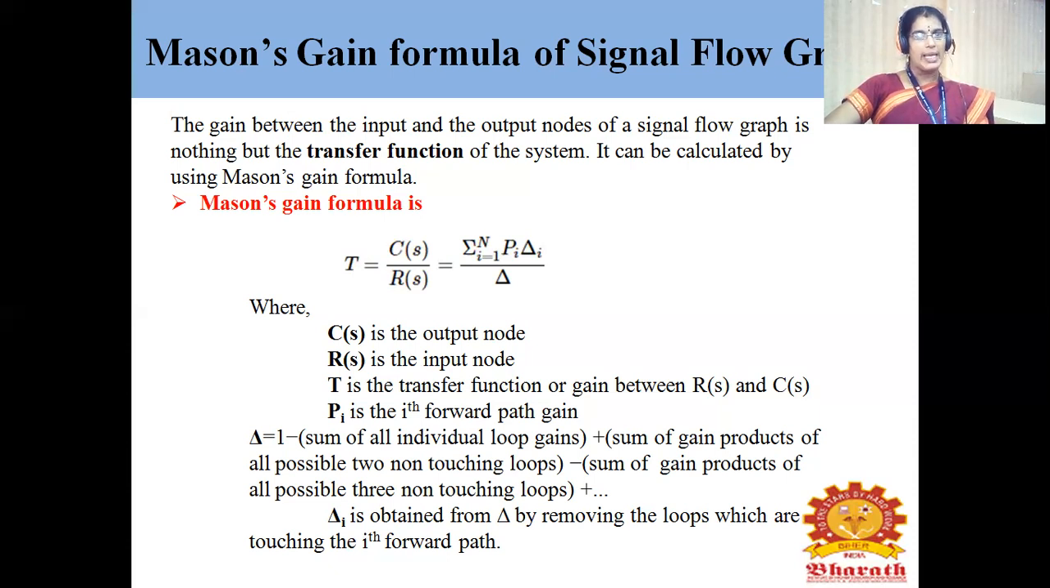And delta I is obtained from delta by removing the loops which are touching the ith forward path. So based on the forward path, we will be calculating the delta value, and here the delta value in the denominator, delta I, is different, based on the formula which I have listed here. So this is about Mason's gain formula. By using this formula only, we are going to find the transfer function.